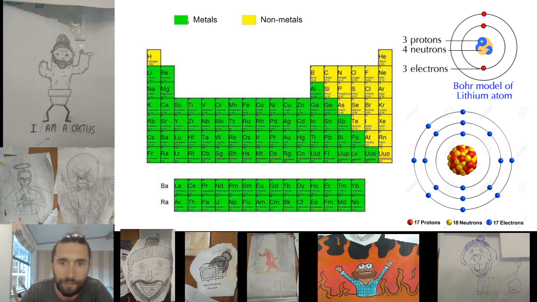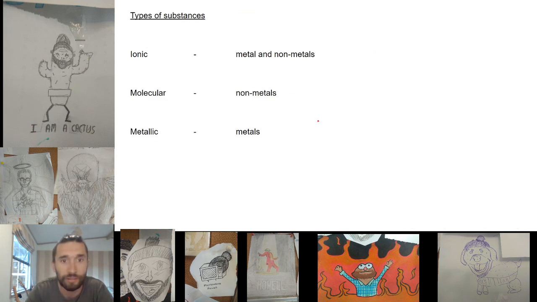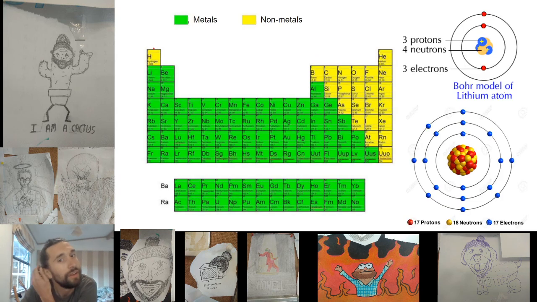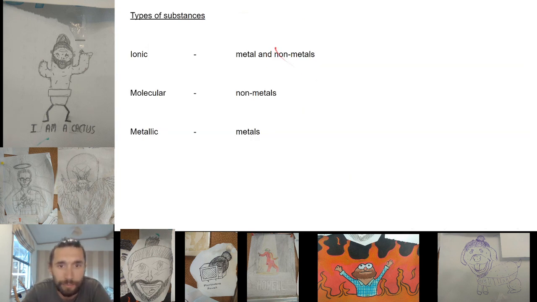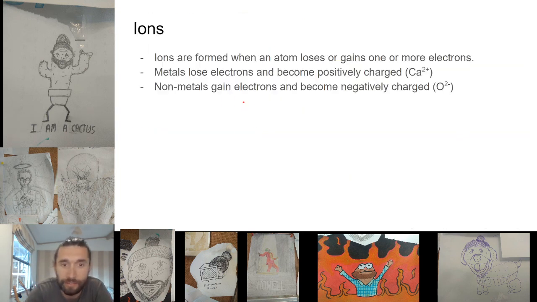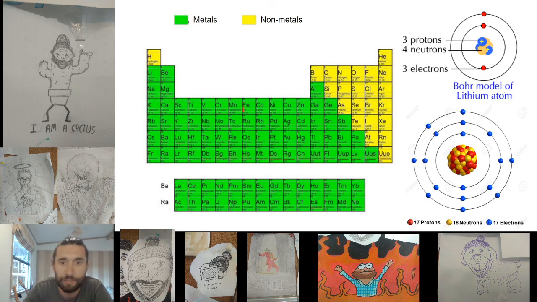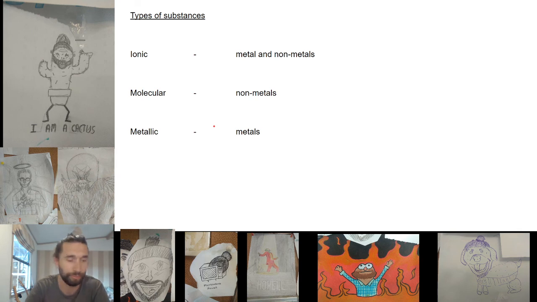Now, if we have a bond between a yellow and green, or a non-metal and a metal, that is going to be an ionic bond, making an ionic substance. If it's two or more non-metals bonded together, that will be a molecular substance, and we'll be looking at that later. And if it's just metals bonded together, that will be a metallic substance, obviously.